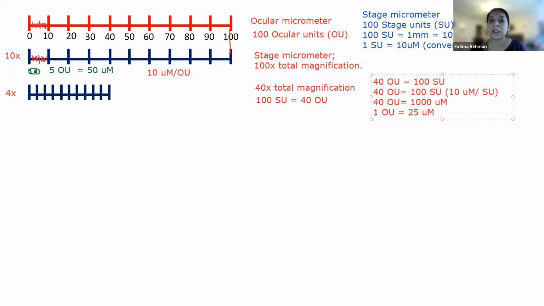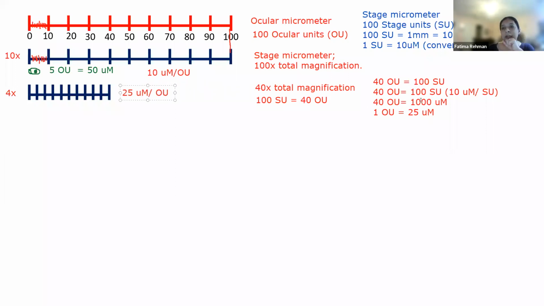So the calibration of your ocular micrometer under the 4x objective lens is gonna be 25 micrometer per ocular unit.